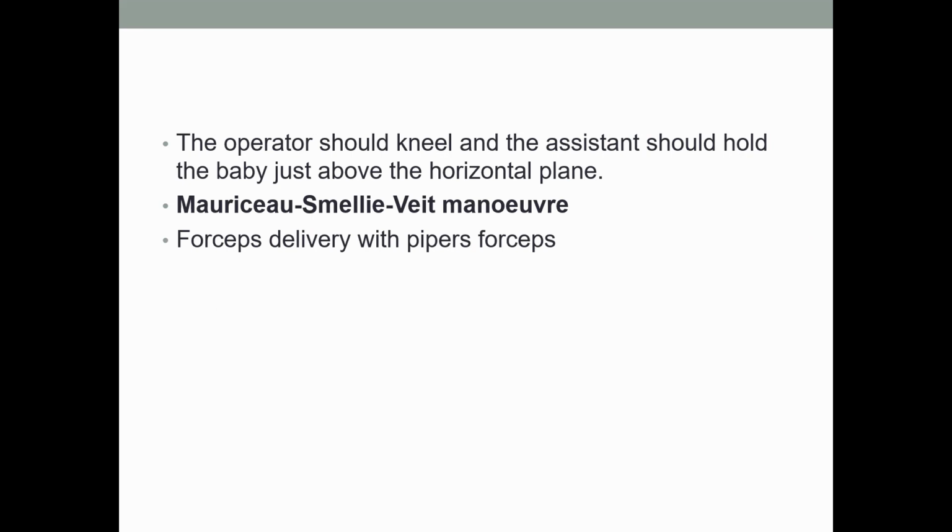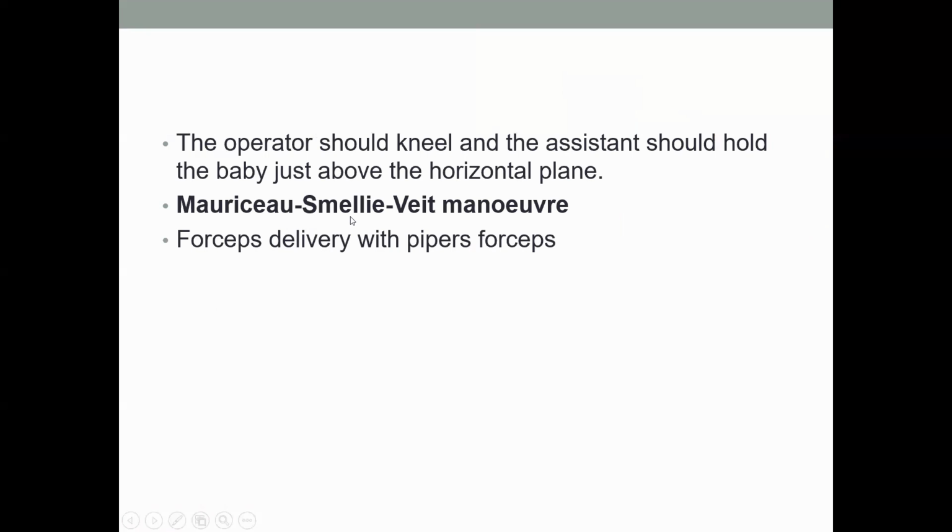Now don't pull again. If you pull, the head will get extended, and it's a problem. So you do a thing called the Mauriceau Smellie-Veit maneuver. You do this maneuver when you can see the inferior hairline of the baby. That means the head is down, and you can do the maneuver.